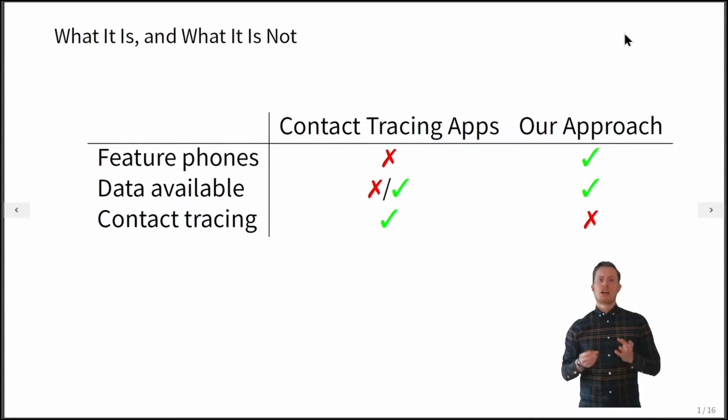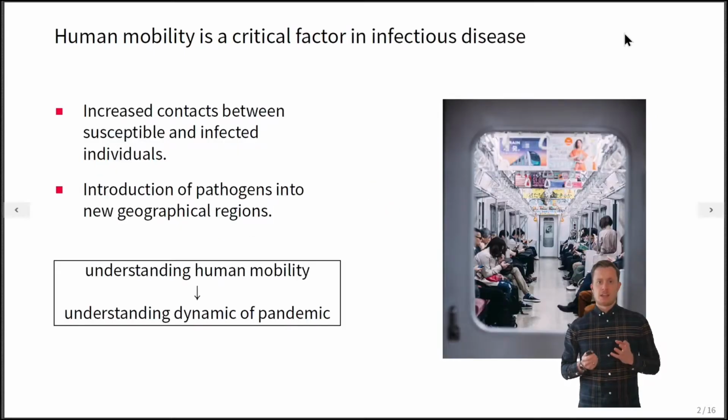Our approach is orthogonal to contact tracing apps. We only require feature phones and the data is already available by mobile network operators. Our solution gives a big picture of a current outbreak, but we cannot do contact tracing, so we cannot see individual infections.